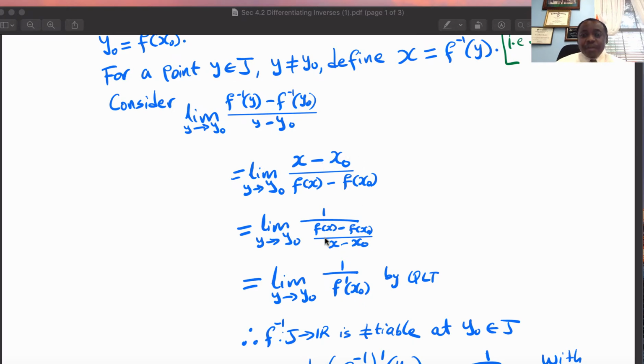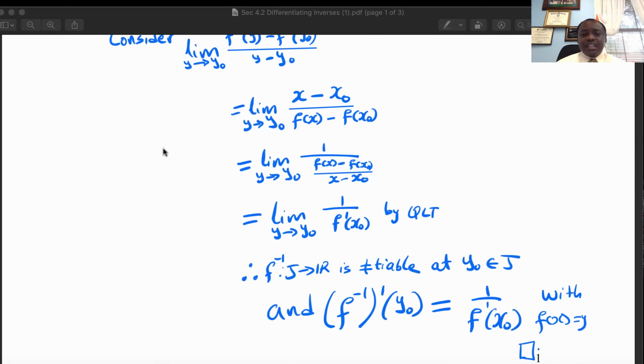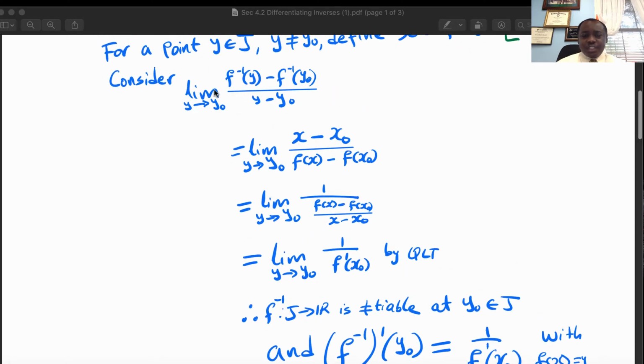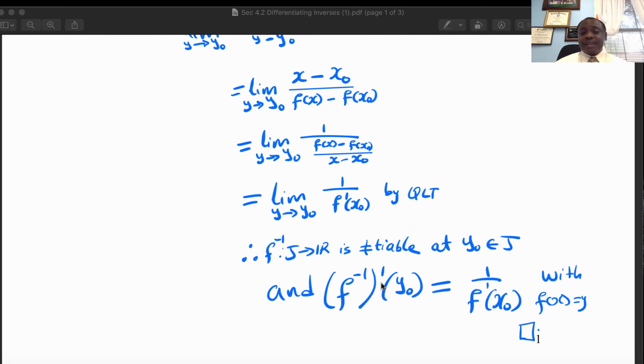But what do I know? By the quotient limit theorem, if I pull my limit to the numerator, I pull my limit to the denominator, this quantity right here is simply f prime at x0. So this equals limit as y approaches y0, 1 divided by f prime at x0. In other words, remember, this quantity is f inverse prime at the point y0. So we're saying that f inverse from J to R is differentiable at the point y0 in J, and the first derivative at the point y0 is nothing but 1 divided by f prime at x0. And we are done.